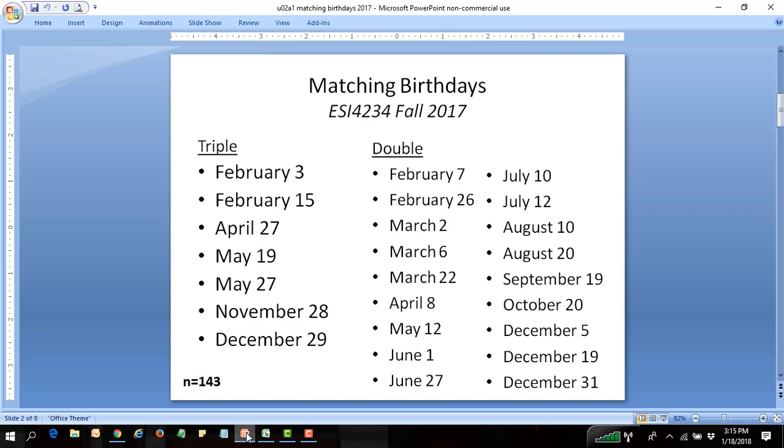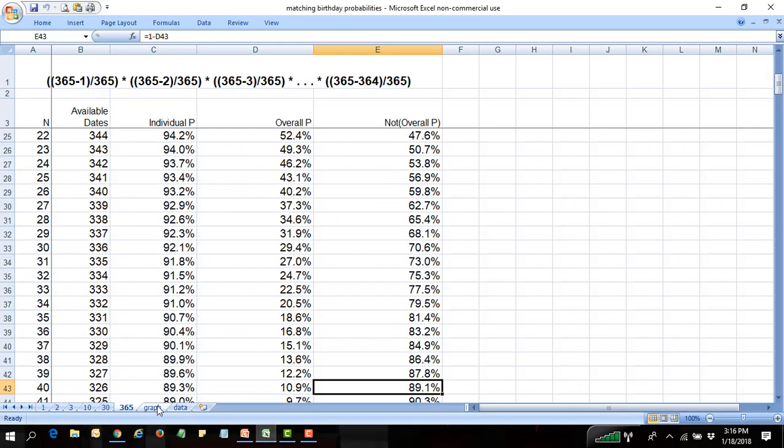In another class I did this with, there were 143 people that reported, and look at this data. So in this class, we had lots and lots of people who shared a birthday, lots of dates. But in fact, we had a slew of days, 7 days, where 3 people shared the same birthday. And this is in one group of 143 people. So that speaks to the fact that in our spreadsheet, the curve climbs so quickly.